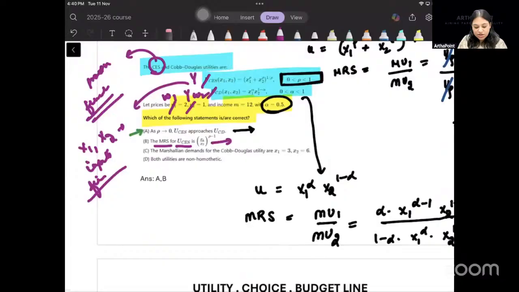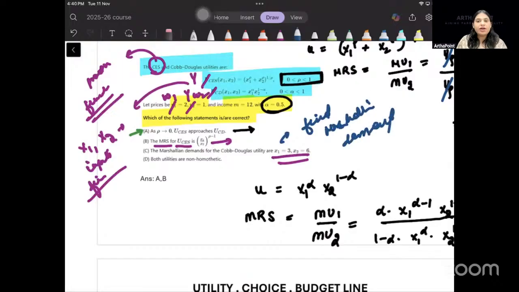The Marshallian demand for Cobb-Douglas is 3 and 6. Do it now. Find the Marshallian demand. Tell me what answer you're getting. All of you, find the Marshallian demand.